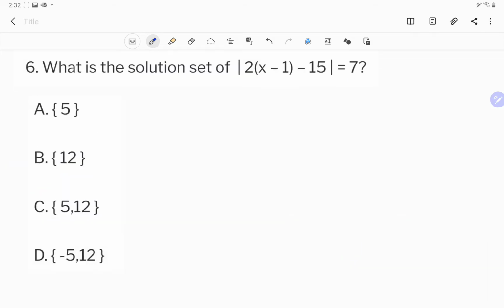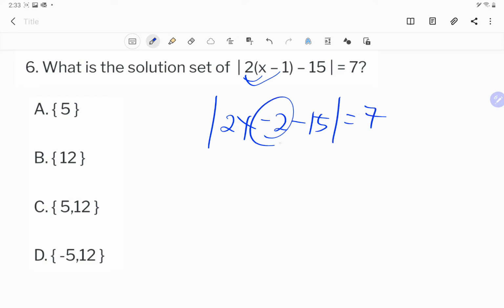Okay, let's try to answer number 60. What is the solution set of the absolute value of 2 times the quantity of x minus 1, minus 15, equal to 7? The first thing we're going to do is solve what's inside the parentheses first, or we can just use the distributive property. 2 times x is 2x, then 2 times negative 1 is minus 2, then we've got a minus 15 here, equal to 7. Then this one minus this one is equal to 2x minus 17. The absolute value is equal to 7.